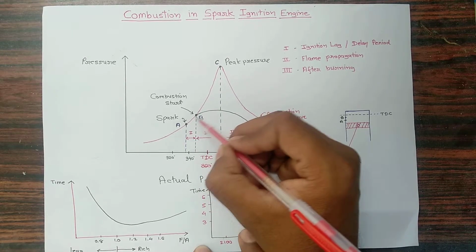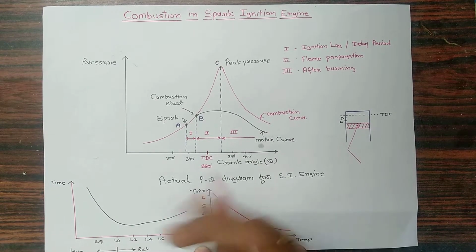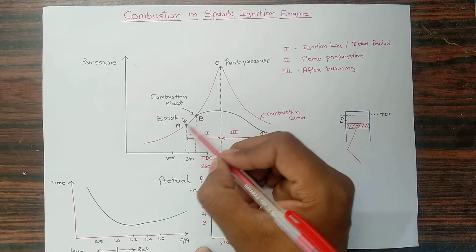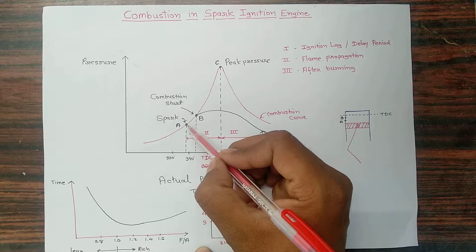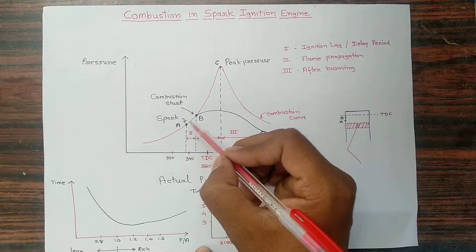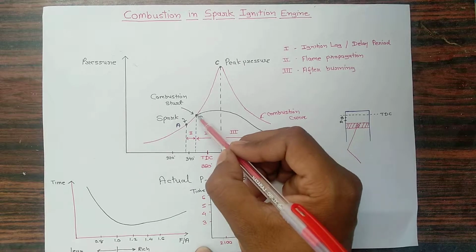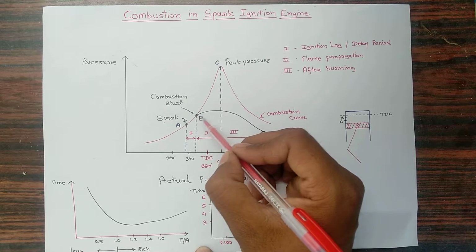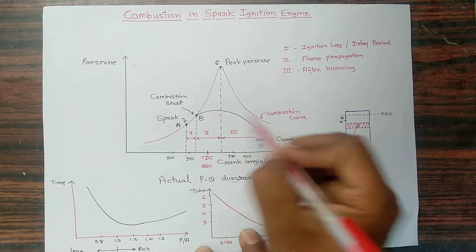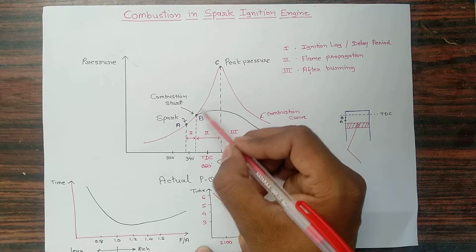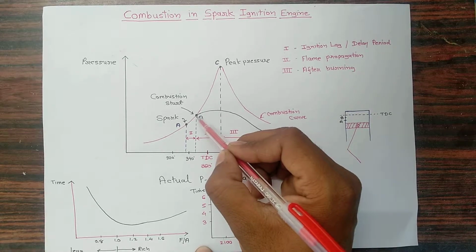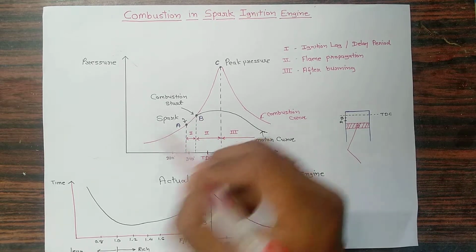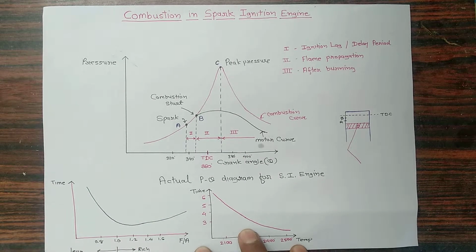Why is it known as the delay period? Here we can see point A to B. This phase starts from point A, when the spark occurs, to point B. Point B is the deviation of the combustion curve from the motoring curve. This is the motoring curve, and this is our combustion curve. When these two curves deviate at this point, it is known as point B. So the area between point A and B is known as the ignition lag phase.